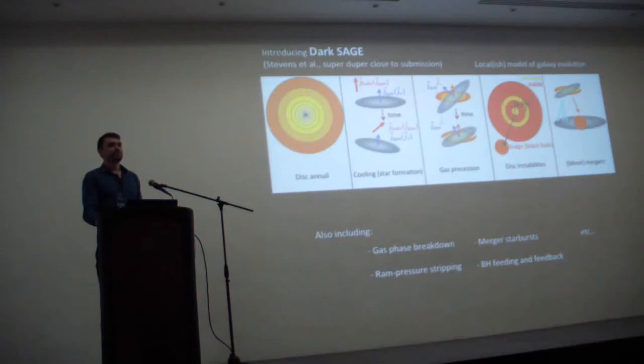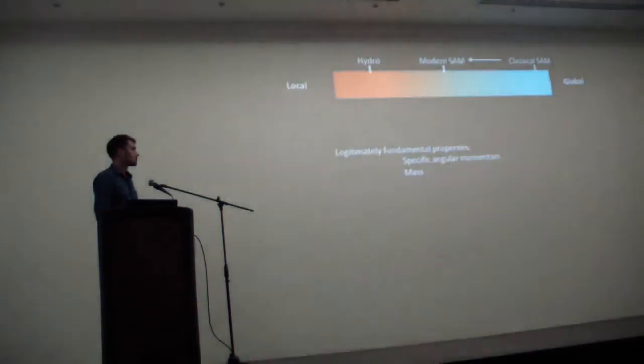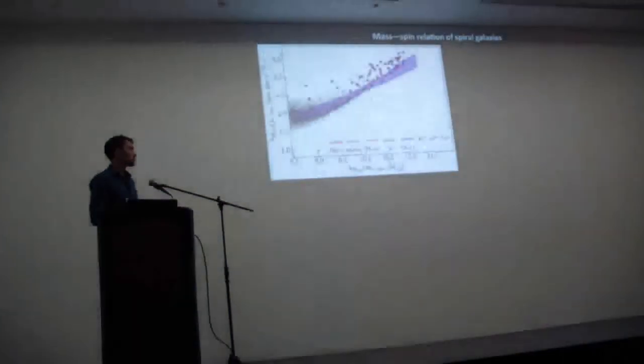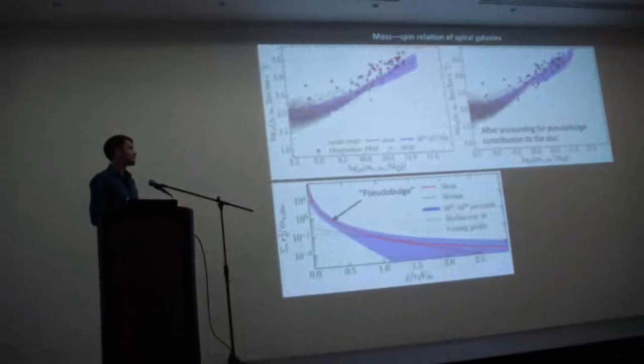You can see a hand in the back. Hey, so if you go back to your final result plot, it looks like even when you take care of the pseudo-bulges, you're resolving the disk instabilities and everything, you're still not quite matching the data at the low mass end?